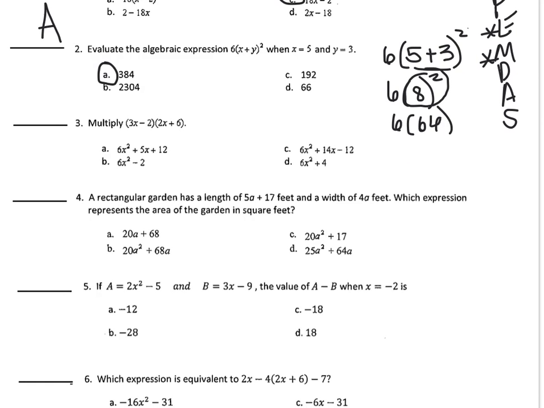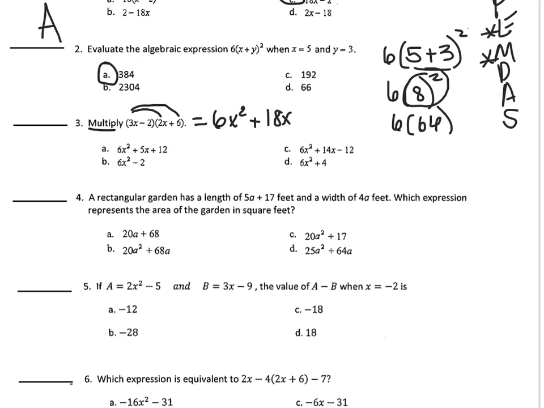Now for number 3, it says right there, it doesn't even say simplify, it comes right out and tells you to multiply. And you're multiplying these two binomials. So you have to do what we call double distribute. You're going to take this first term and multiply by the 2 terms in the second set of parentheses first. 3x times 2x is 6x squared. 3x times 6 is 18x.